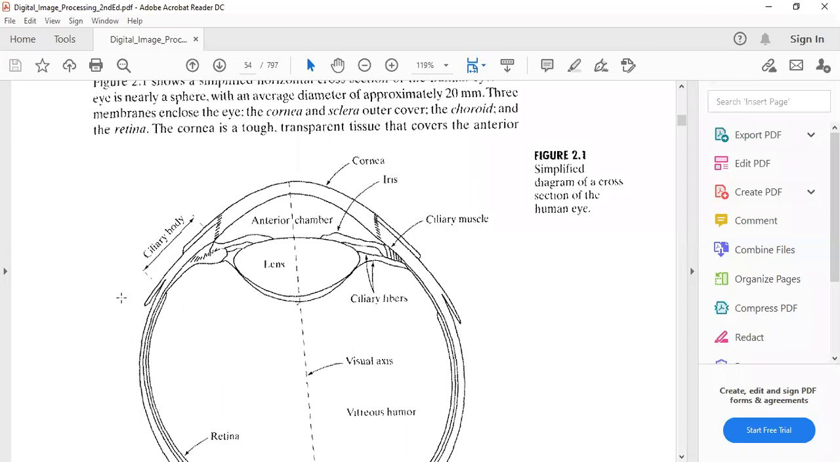Now what is cornea? First of all we have to know about the cornea.